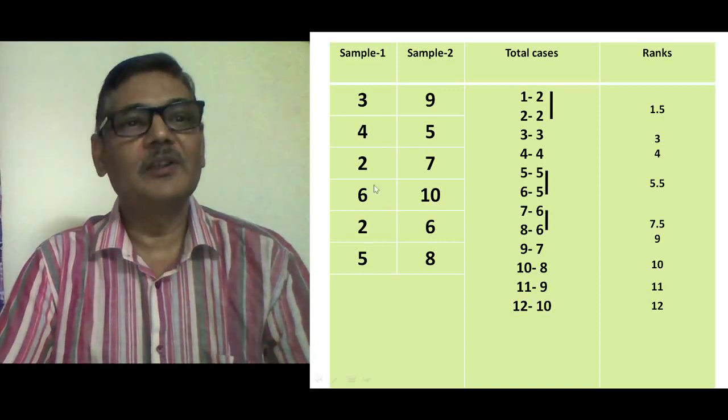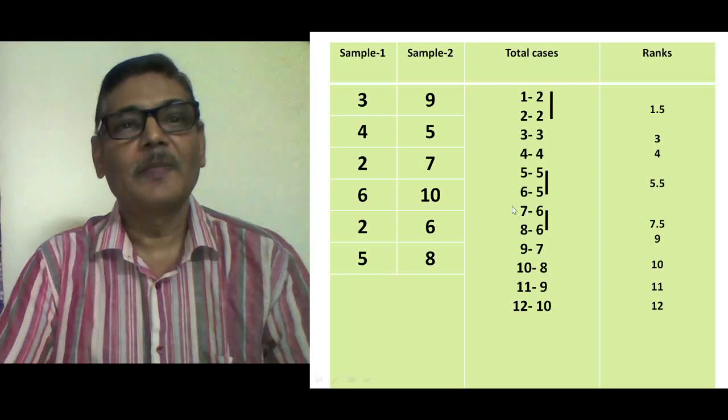Then the next number is 6. 6 is coming here in sample 1, and 6 is also coming in sample 2, so you are writing 6 2 times. They are being ranked as 7 and 8. The average of this 7 and 8 will be 7.5, so 6 is being ranked as 7.5.